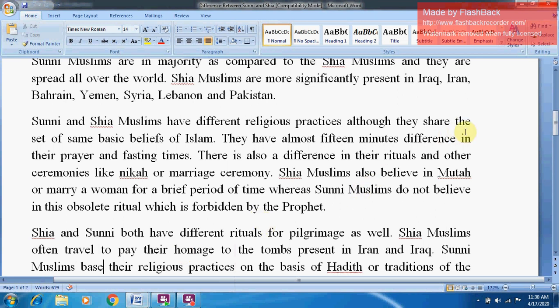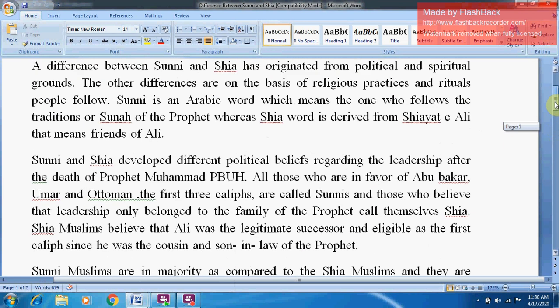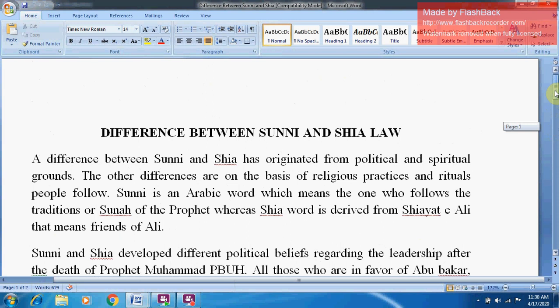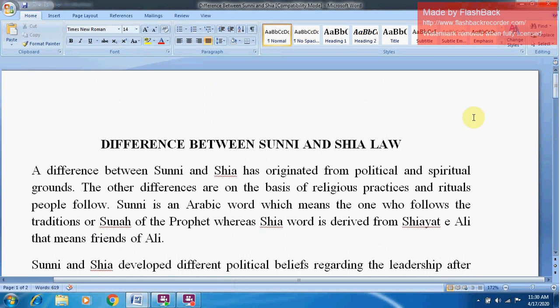This class is about the difference between Shia and Sunni law, which is a first year, second semester topic. Let me see what the difference is between Sunni and Shia law. These are general differences, but when you study it, we will see that in each chapter different types of differences will be there, which we will discuss later.